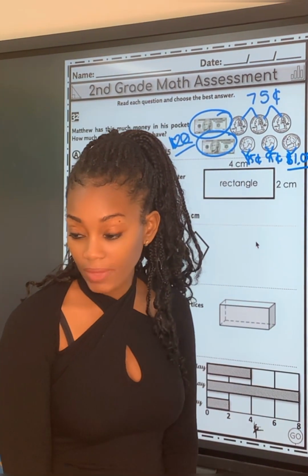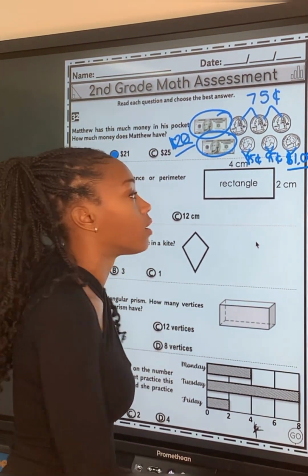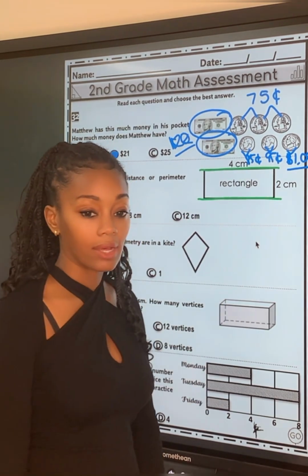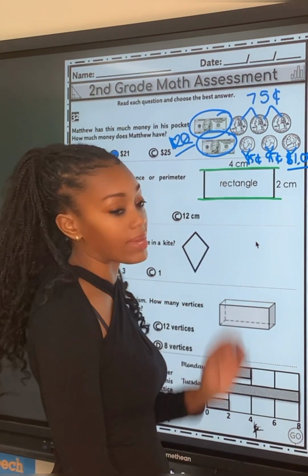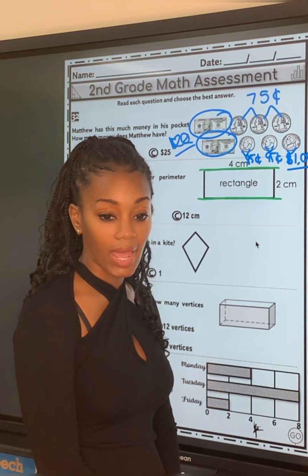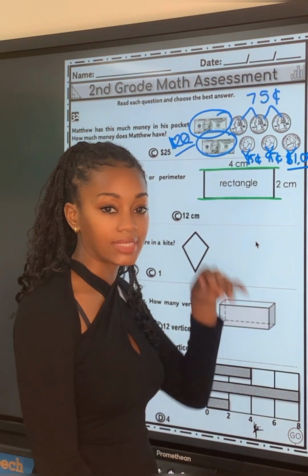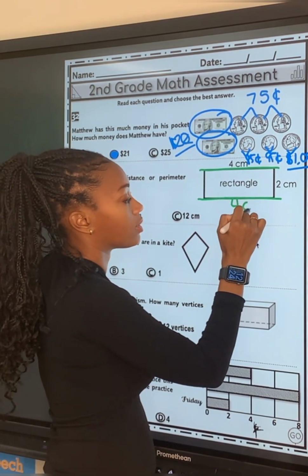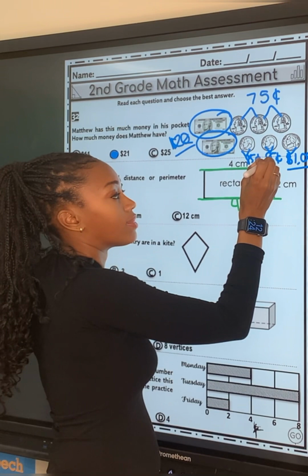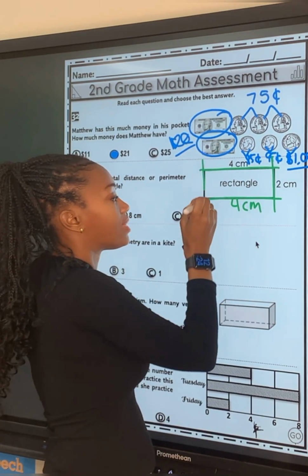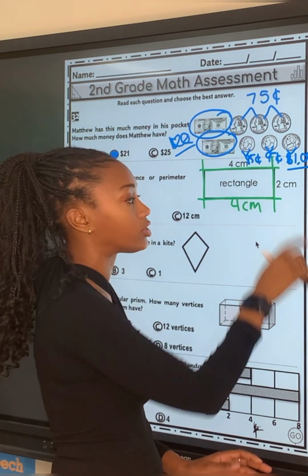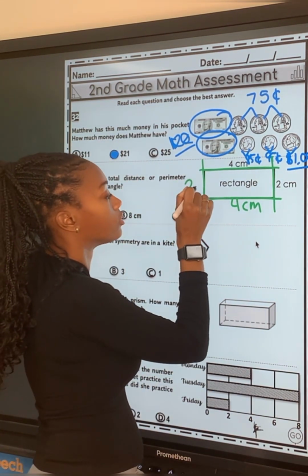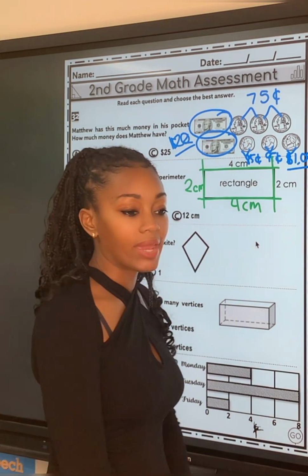Number 33 says, what is the total distance or perimeter around the rectangle? Well, we know something about a rectangle, right? We know that here and here are parallel. The top and the bottom are worth the same amount, so whatever number is on the top is also on the bottom. We know that this side and this side also match. So if it's 2 centimeters here, what is it on this side?